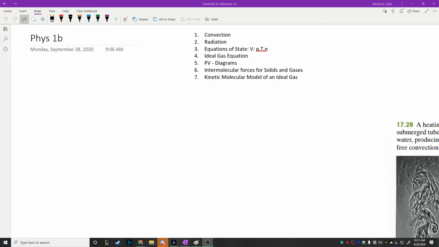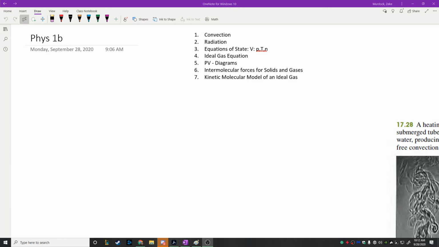Today we're going to talk about convection briefly. We're not going to do any math with that. We're just going to describe it. And then we're going to talk about radiation. And then we're going to move into discussing specifically gases. And that's going to be the rest of the class.